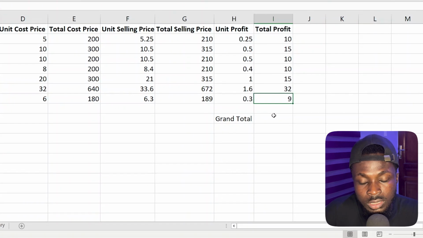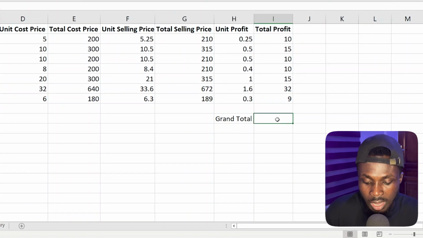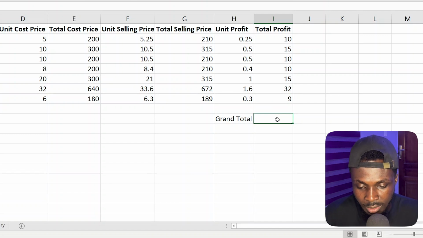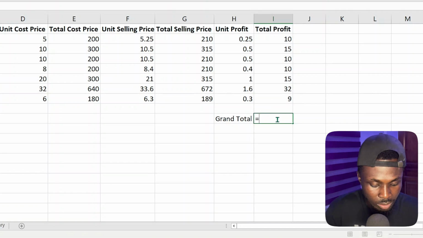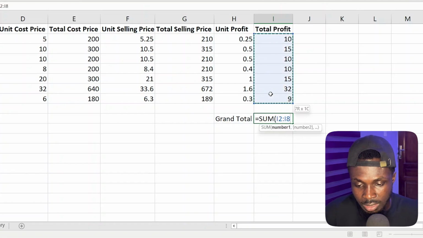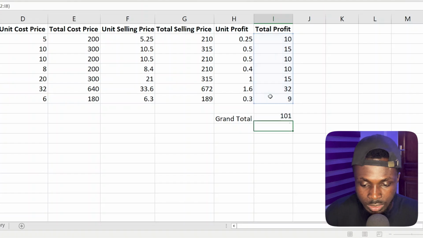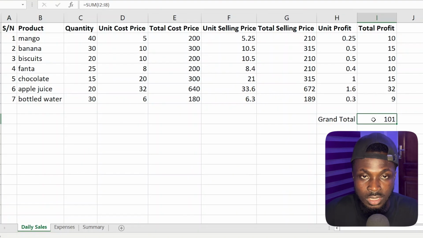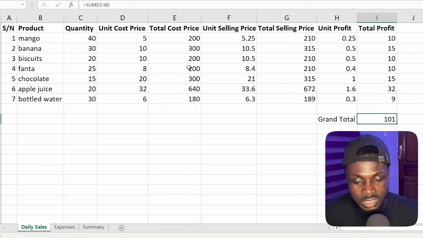If I want to calculate the grand total, I'll bring my cursor here and then I'll type equal to, and I'll type sum. Okay, and I'll select all this and close the parenthesis. As you can see, I have the total profit margin I'll gain from doing this business, that is selling mango, banana, biscuits, Fanta, chocolate, apple juice, and bottled water. So you can use this kind of formula or this process to track your profit and loss in your business.